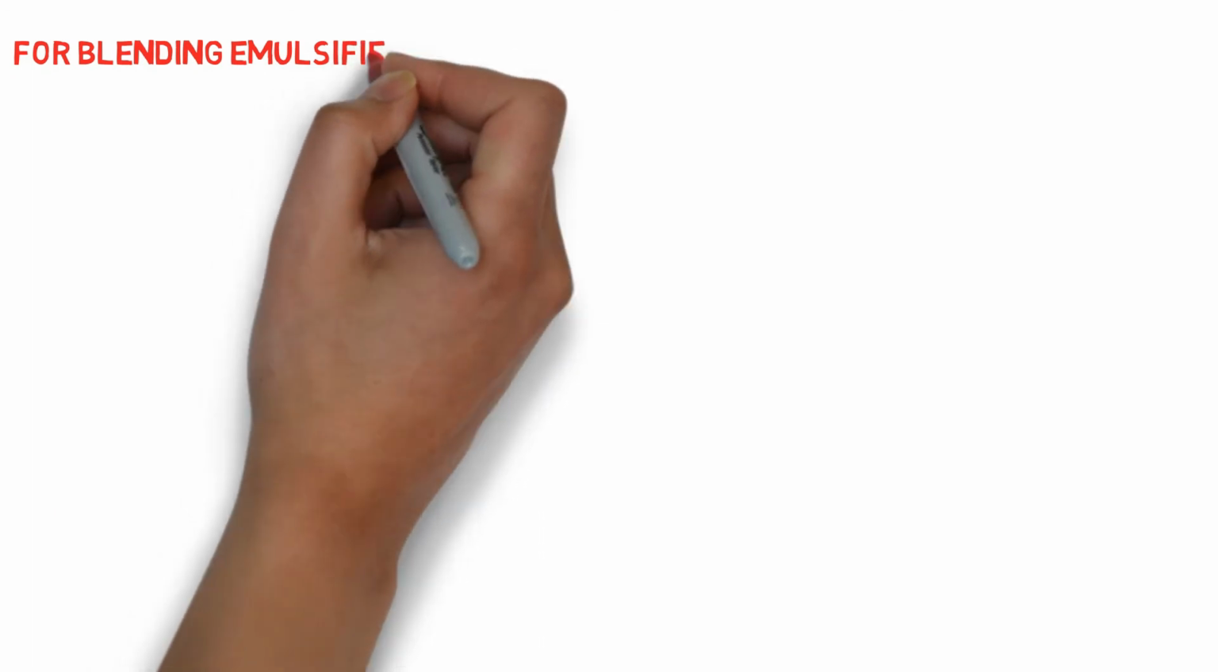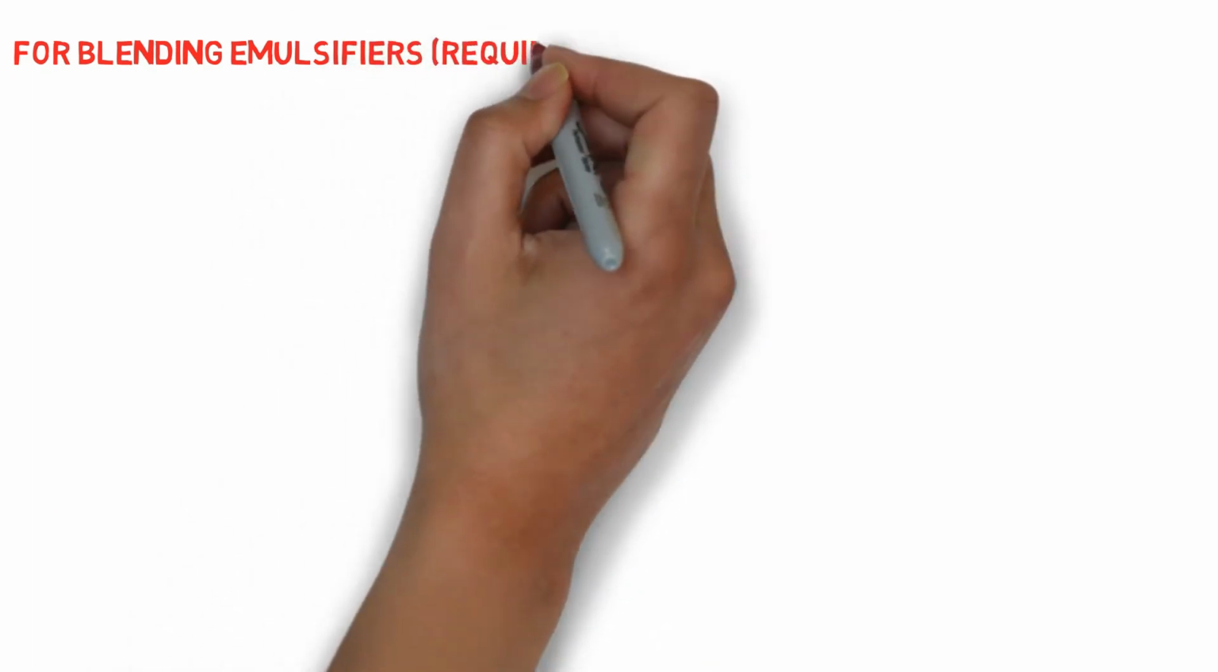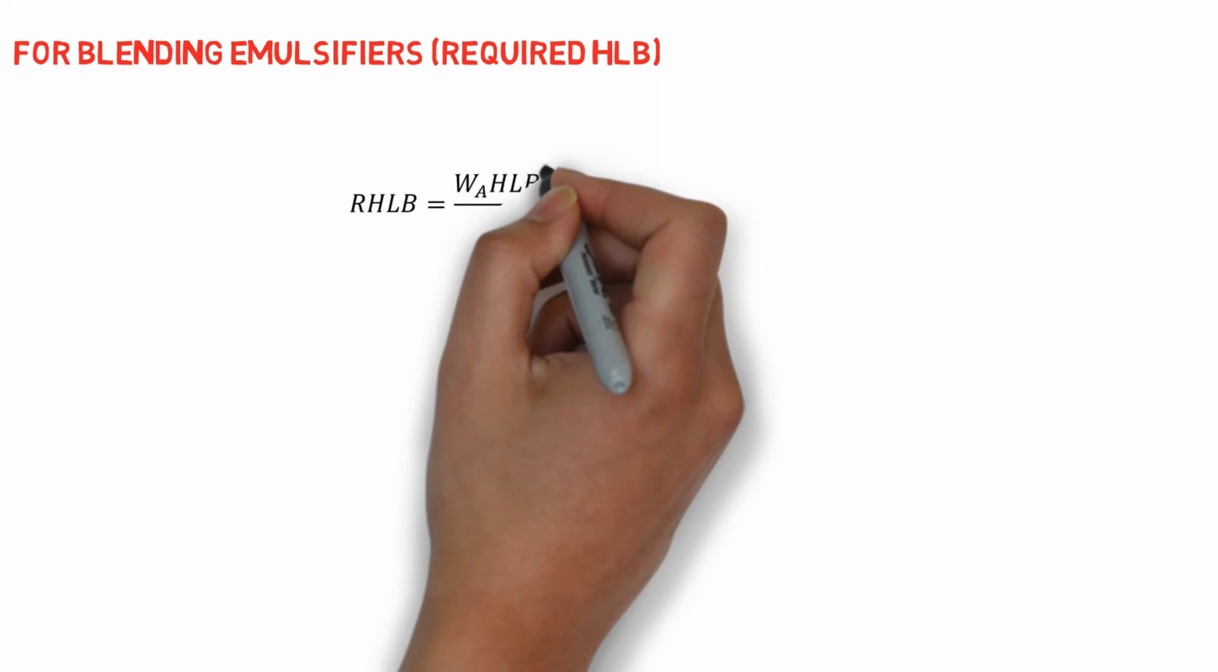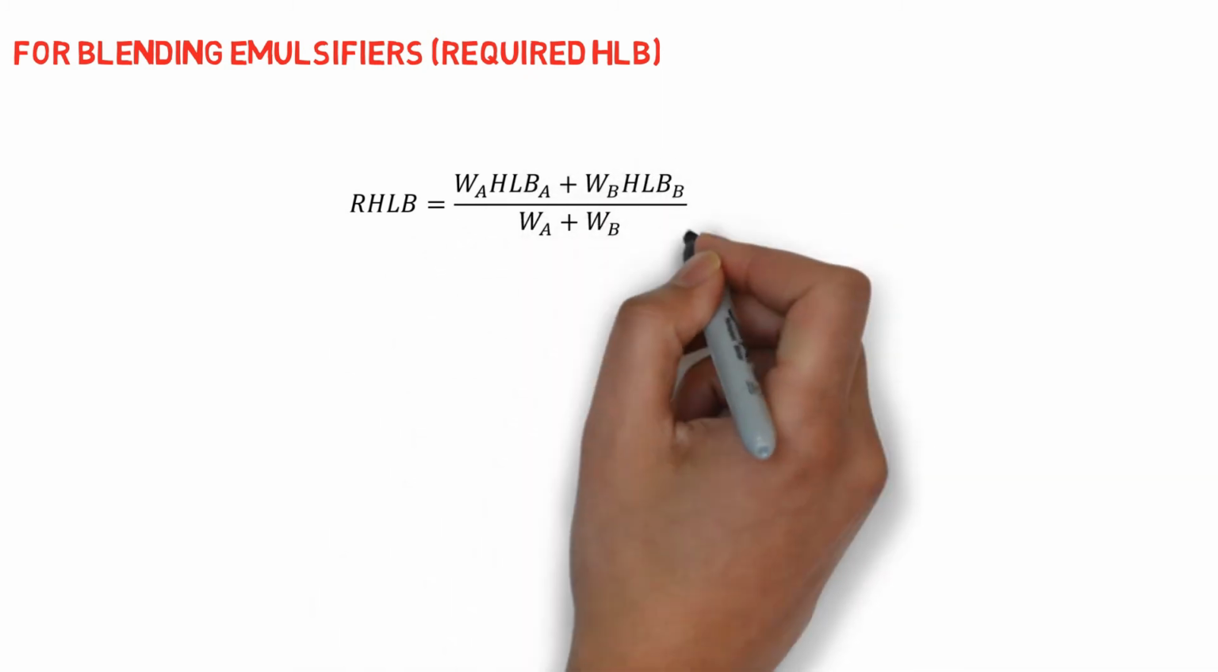Now, I will show you how to calculate HLB of a blended emulsifier. To make an oil in water or water in oil emulsion, more than one emulsifier is used to stabilize the dispersion. There is always an optimum ratio of weight of emulsifiers used that will give a stable dispersion. The HLB at this ratio is said to be the required HLB or RHLB.